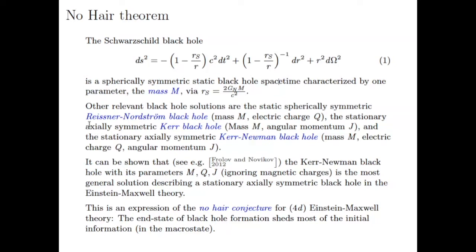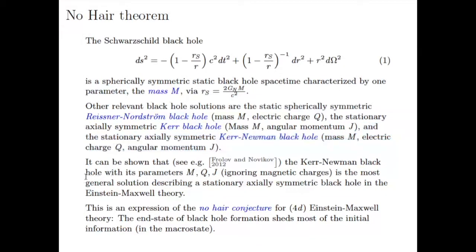And other relevant black hole solutions that had been derived later on are the static and spherically symmetric Reissner-Nordström black hole with mass m and electric charge q, the stationary axially symmetric Kerr black hole where you have mass m and angular momentum j, and then essentially the synthesis between them is the stationary axially symmetric Kerr-Newman black hole, which has mass m, electric charge q, and angular momentum j.